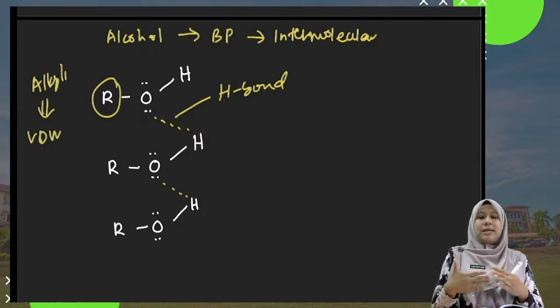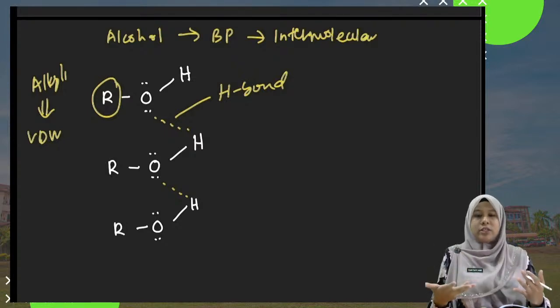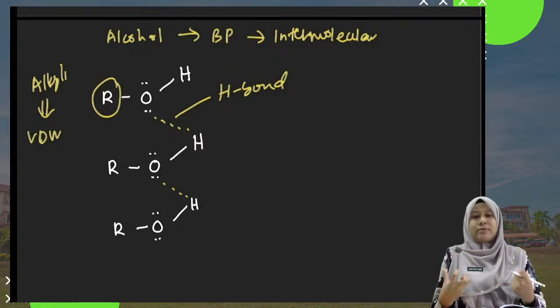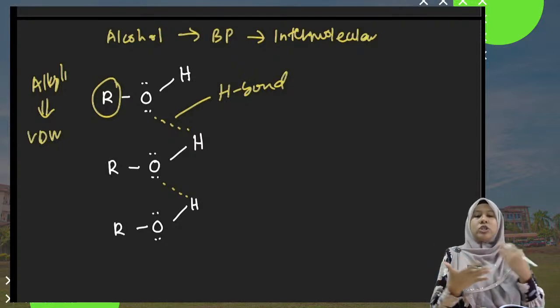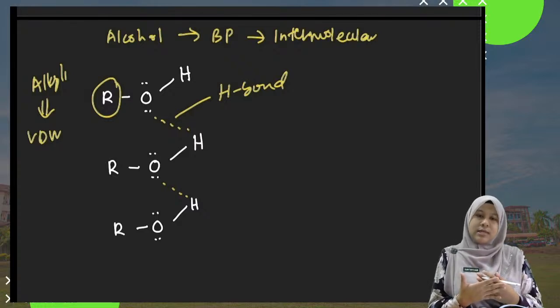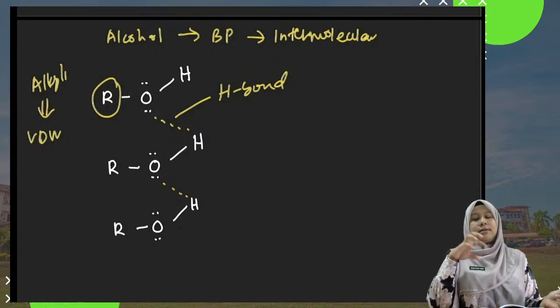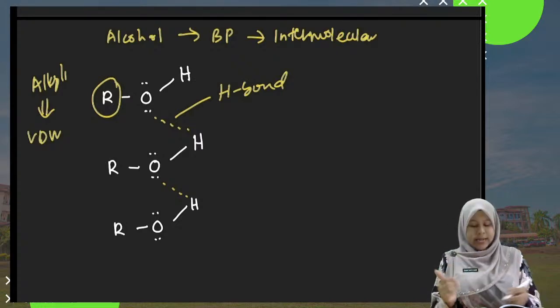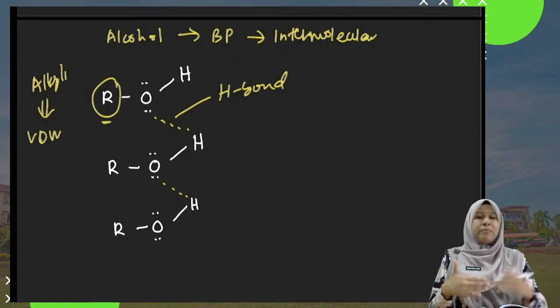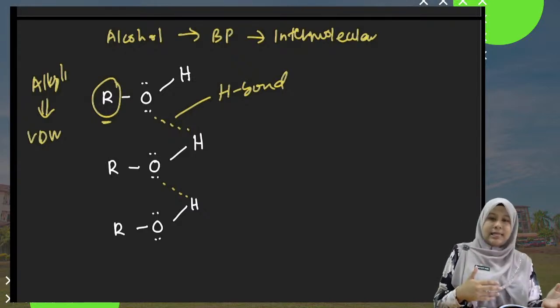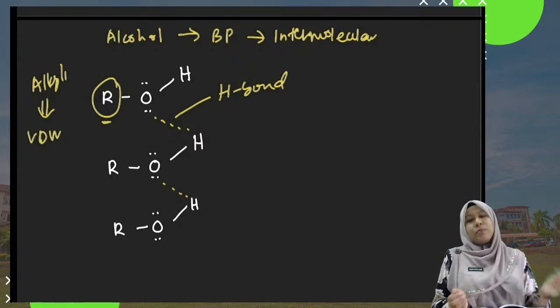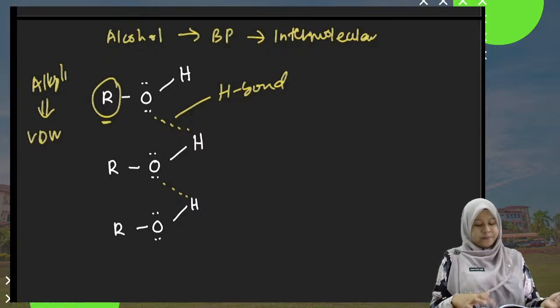Tapi once bila dia ada more than 1 OH, so dia lebih ada more hydrogen bond, so dia lebih strong dia punya structure. So it need more energy to break the intermolecular forces. So the boiling point also increase. Okay, but if the structure contain same number of H, so we have to look at the alkyl group lah. So lagi banyak carbon, molar mass dia lagi tinggi. So bila molar mass lagi tinggi, so boiling point pun lebih tinggi.